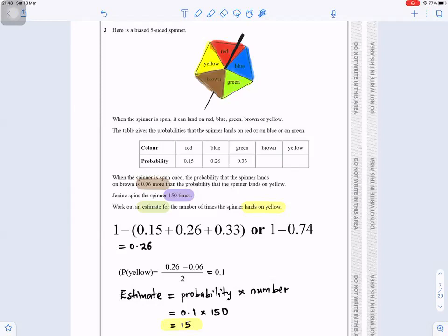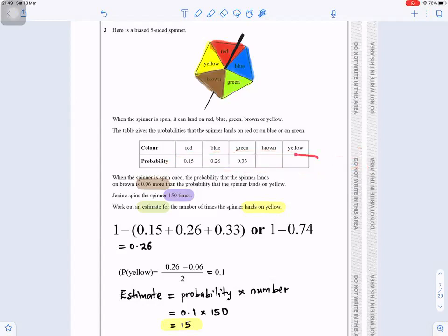When the spinner is spun once, the probability that the spinner lands on brown is 0.06 more than the probability that the spinner lands on yellow. So the one on brown is 0.06 bigger than that for yellow. Jennings spins the spinner 150 times. Work out an estimate for the number of times the spinner lands on yellow. So what you need to know is all the total probability adds up to 1.